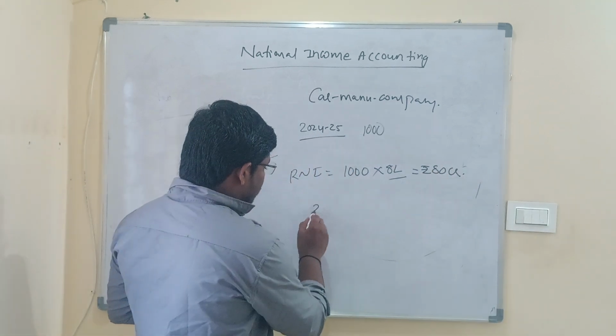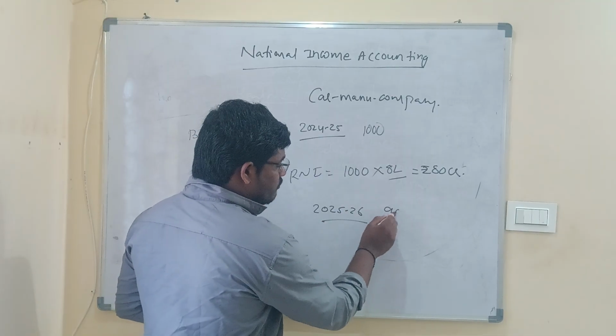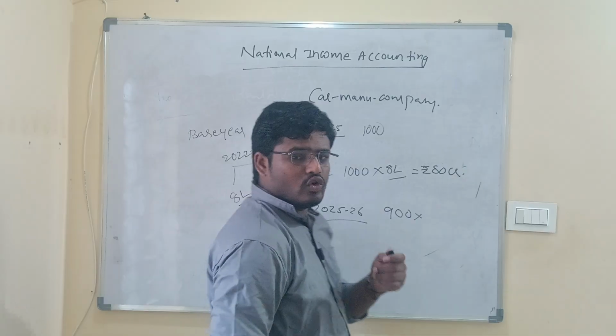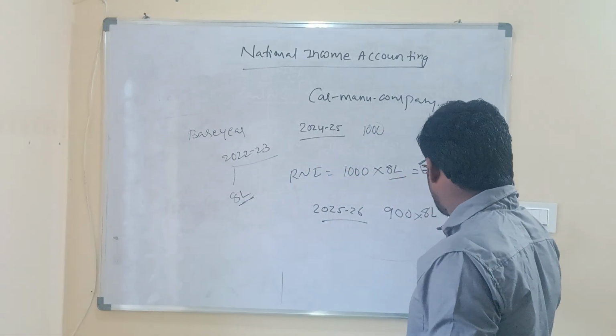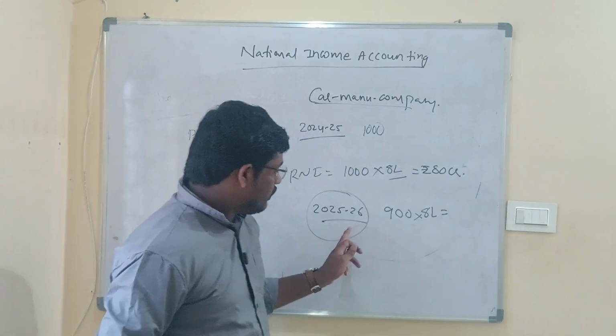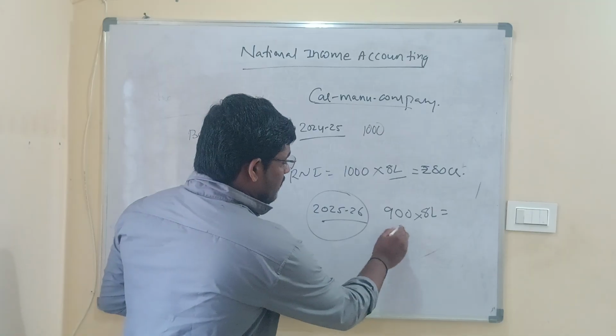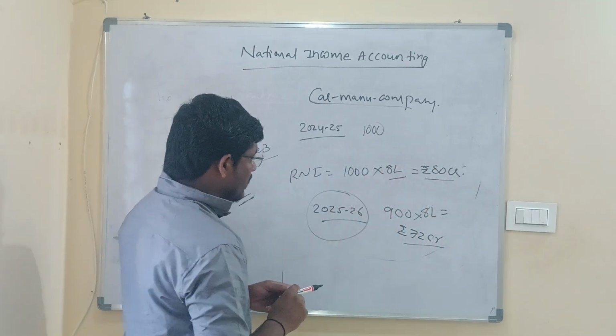Now in the next financial year, which is 2025-26, the car making company has produced 900 cars, and we know the price of the car in the base year is 8 lakhs. Now what is the contribution of the car making company to the real national income in the year 2025-26? It is rupees 72 crores. Now let us understand.